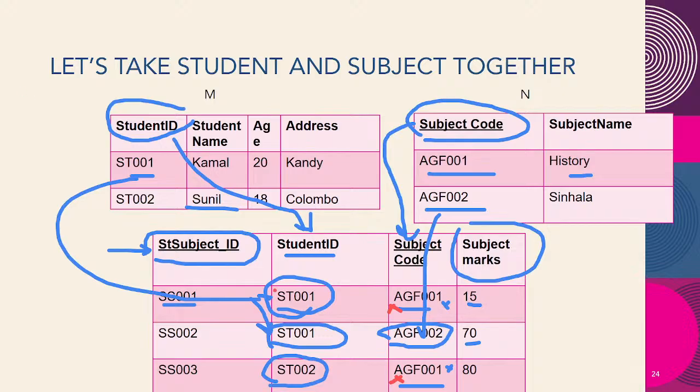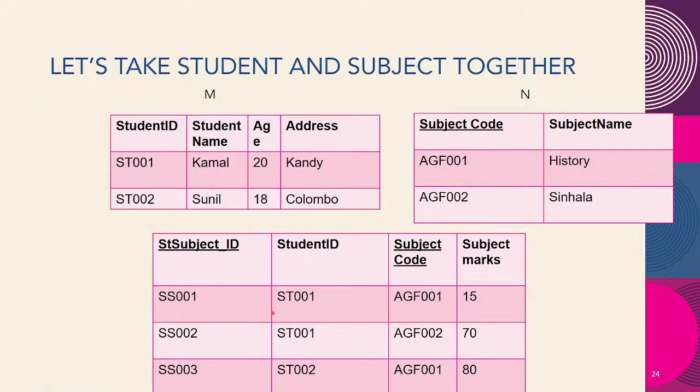Also, if we take the same student, Kamal can do two subjects. Kamal can do both history and Sinhala. So likewise in here we can make this a duplicate and make this here a duplicate as well. So that is how you can implement a many to many relationship.